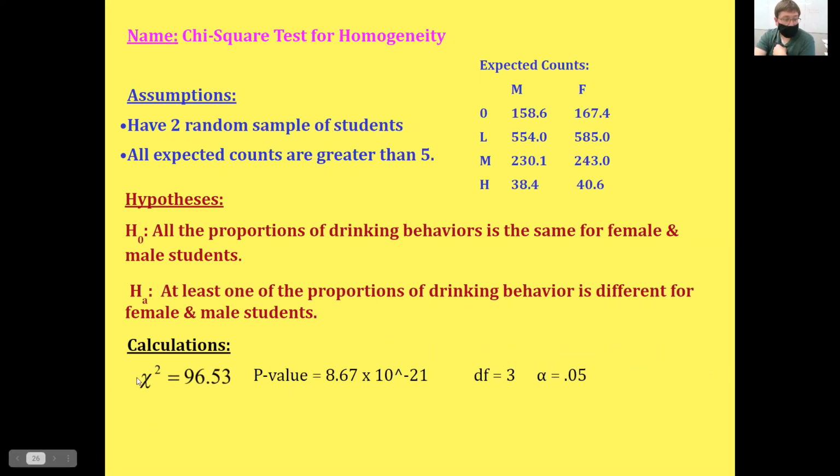Calculations, you guys should have gotten a high chi-squared, 96.53, with a very small p-value. In fact, the calculator said 0, and there's nothing wrong with that because it's 10 to the negative 21, which is 20 zeros in front of the 867. Like that's a microscopic p-value. Ants would think that that's small.